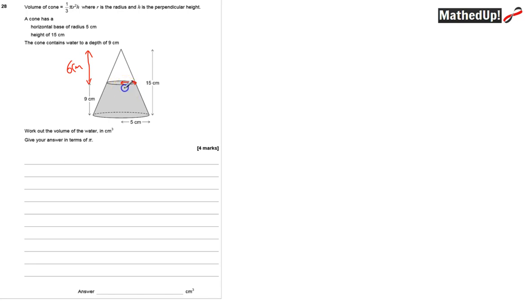So this here must be 2 centimeters. Okay, 2 times 3 is 6, in the same way 5 times 3 is 15. And that's because they're similar cones. So we've now got the information that we need to be able to work this out.